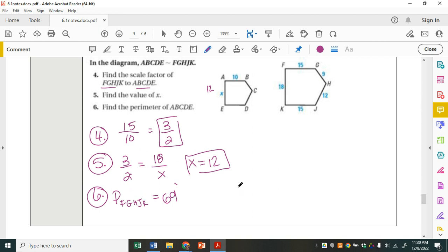Okay, remember that FGHJK was going on the top here. So I'm keeping 3 halves. I'm putting the perimeter of 69 for FGHJK on the top. And on the bottom, I have the perimeter for ABCDE. And now I'm still going to cross multiply and divide to find that this perimeter is going to end up equaling, what did we get? 47.